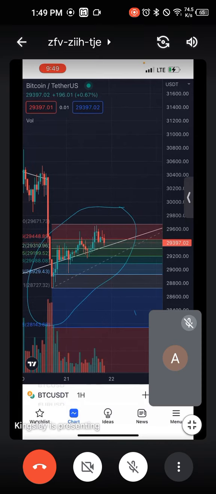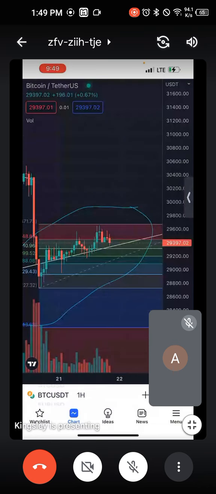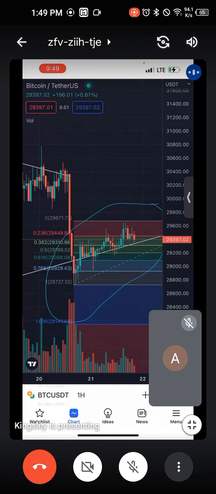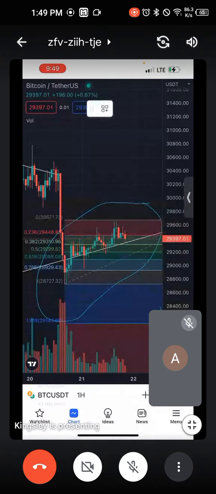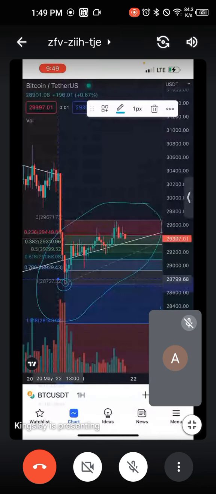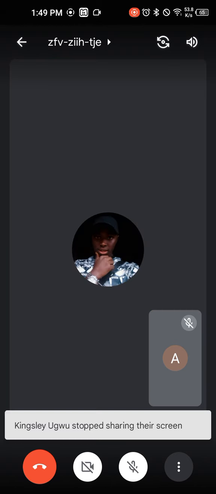Now, after placing it, you need to find your next support and resistance level. Now, look at what happened. If you zoom out, you see that. If you check how this thing has been going here. Now, this is the lowest candle here. Now, we pumped. Look at it. I want you to be seeing this.